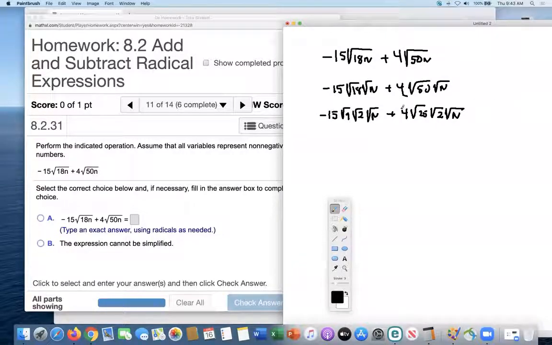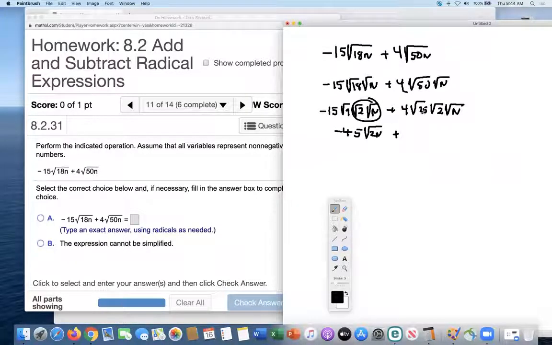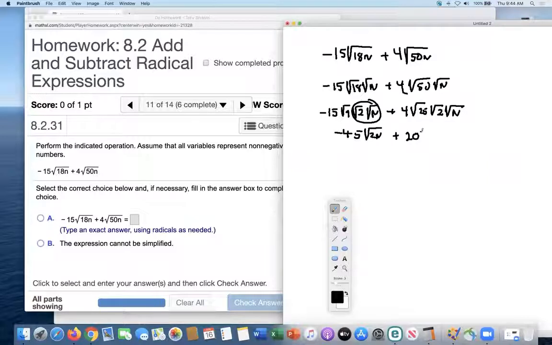So what do we got going on here? Square root of 9 is 3. 3 gets multiplied by negative 15 to be negative 45. And look at this, these two guys marry together into one big square root. Doesn't look pretty, but that's what we have here. Plus, square root of 25 is 5, times 4 is 20. And these guys marry together in one big square root of 2n. And we still got likeness, bigger likeness. Square root of 2n, square root of 2n, great.